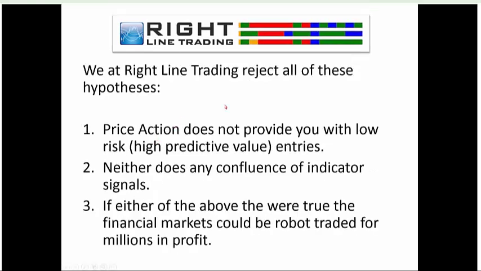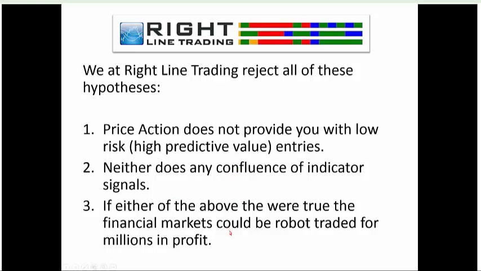So we at Rightline kind of reject and actually embrace all of these hypotheses at the same time. We do not believe that price action provides anyone with entries with a high enough predictive value to drive you to become a profitable trader. There is definitely no confluence of any indicator signals on their own, any blue dot, red dot system that is going to get you into a trade with enough regularity with the kind of success you need, again, to trade profitably. Now, if either of these were true, markets could be robo-traded for millions in profits.